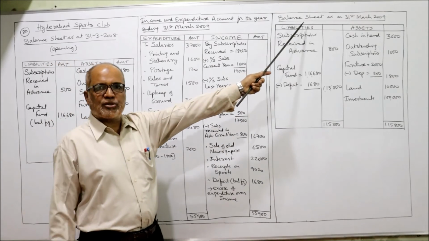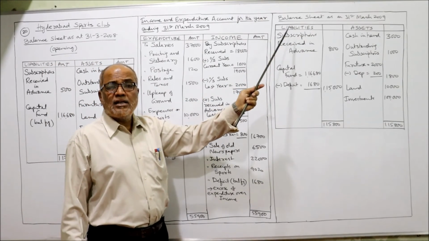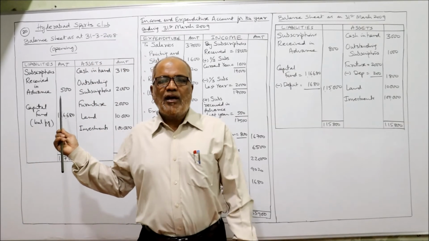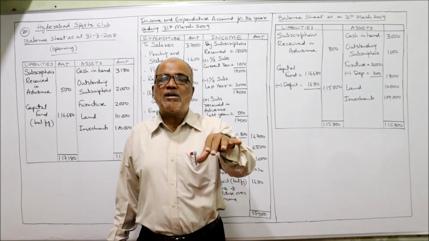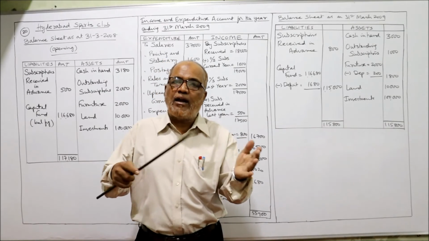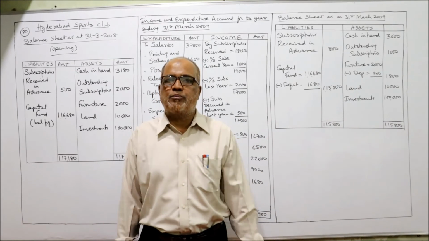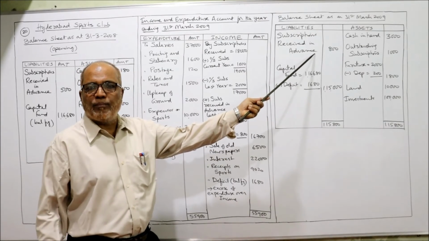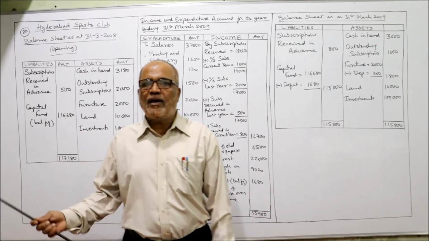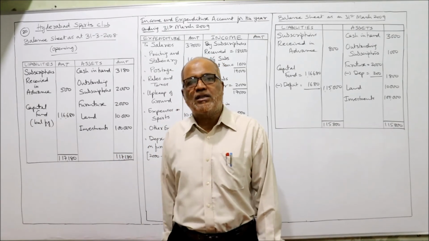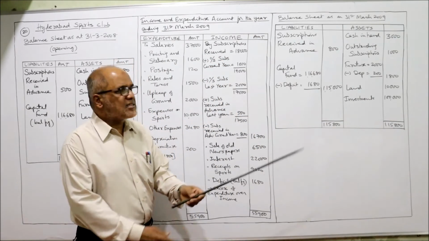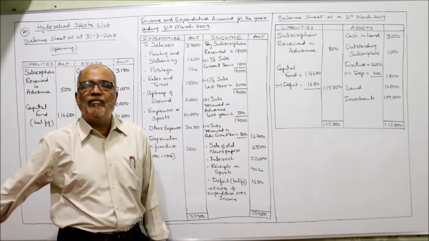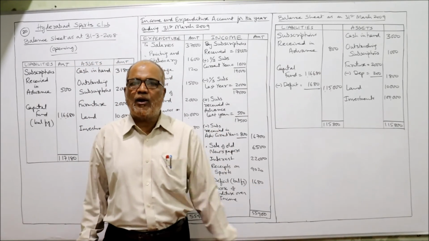Now come to the balance sheet. Liability side, subscription received in advance, just like the beginning of the year. In the beginning of the year, we were having subscription received in advance. End of the year also we have subscription received in advance. How much? 800 rupees. You can see the problem. Now capital fund, beginning of the year we already got it, 1,16,680. From 1,16,680 deduct the deficit 1,680, and 1,15,000 is the capital fund at the end of the year.